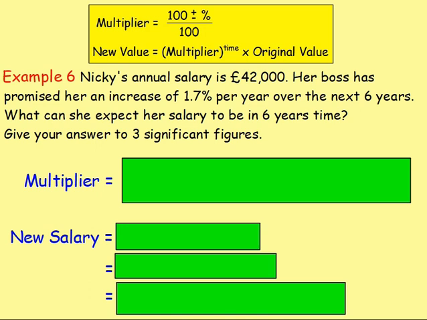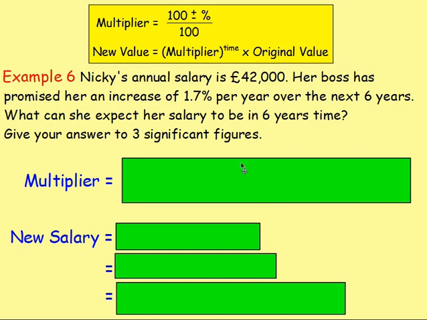Example 6. Nikki's annual salary is £42,000. Her boss has promised her an increase of 1.7% per year over the next 6 years. So what can she expect her salary to be in 6 years' time? And this time, give your final answer to 3 significant figures. Once again, you see that it's a percentage increase. It's going up by the 1.7%, but that is per year and is over 6 years.